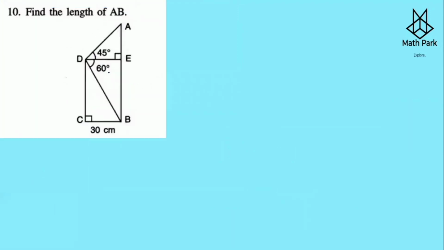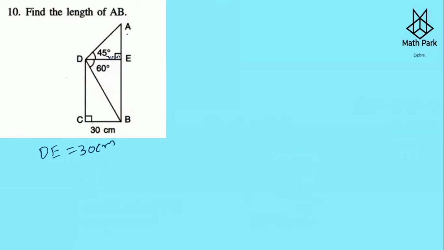Here this is 45. So for this triangle, this is 30 and this is a right triangle over here. So the opposite sides are equal. So this becomes a rectangle. This is 30. So we get DE also is equal to 30 centimeter. Now you got DE as 30 centimeter.